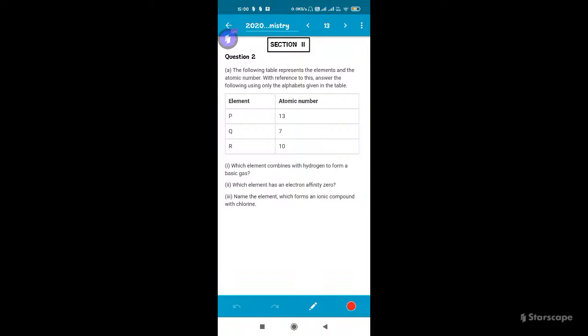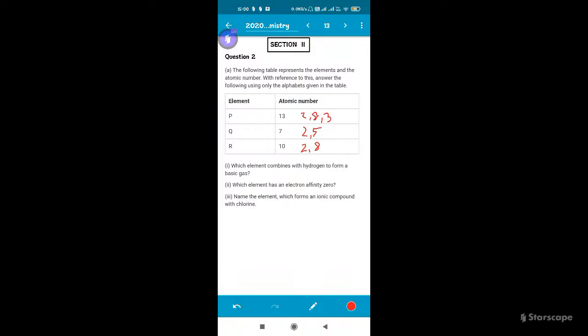First of all, I am going to write the electronic configuration of each of these elements. For P it will be 2, 8, 3. For Q it will be 2, 5. And for R it will be 2, 8. Alright. So our first question is, which element combines with hydrogen to form a basic gas?